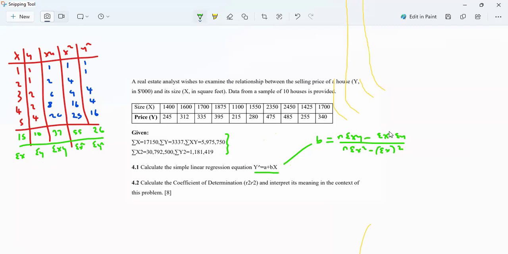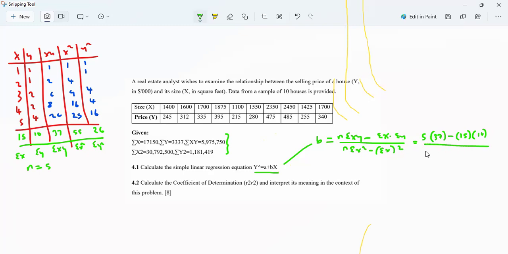I'll use my figures here. So what is my n? Can somebody help me with the n here? You count the number of pairs. So our n is what? 5. So let's put it together here. N is 5. What is our summation of xy? 37. Then our summation of x, 15, and summation of y, 10.